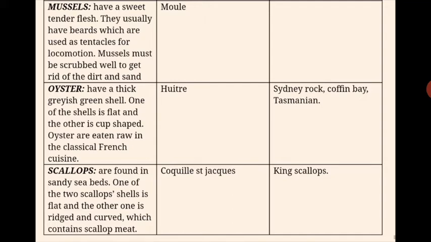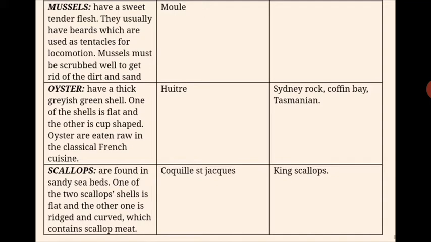Oysters have a thick grayish green shell. One of the shells is flat and the other is cup-shaped. Oysters are eaten raw in classical French cuisine and the French name is huître and the types are Sydney rock, Coffin Bay and Tasmanian oyster.